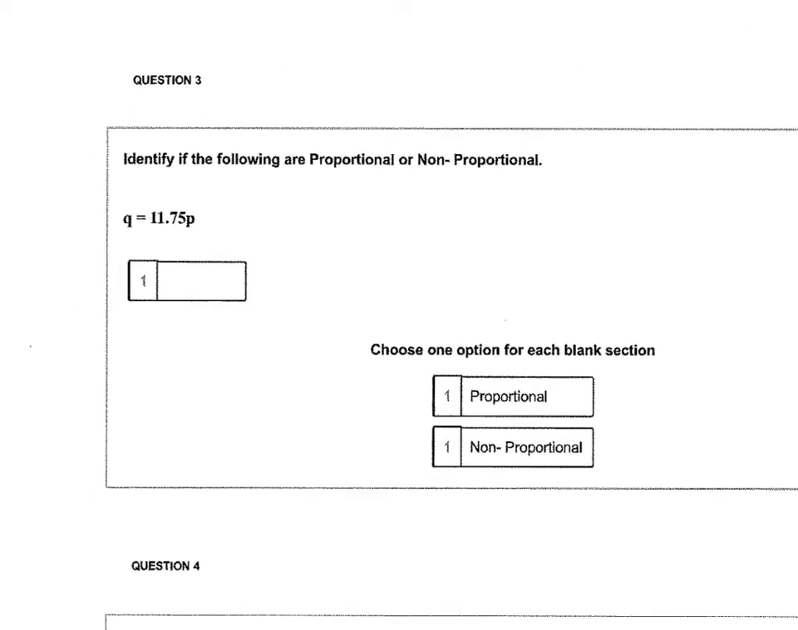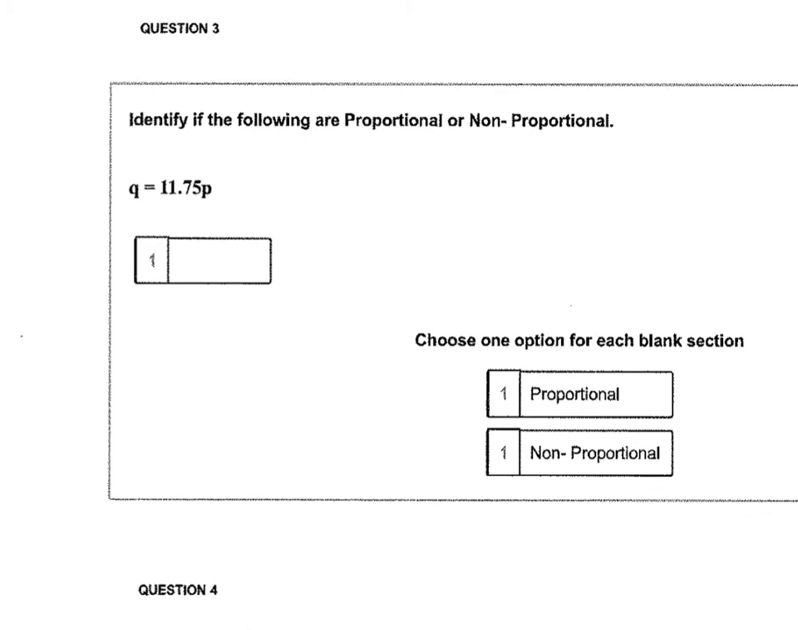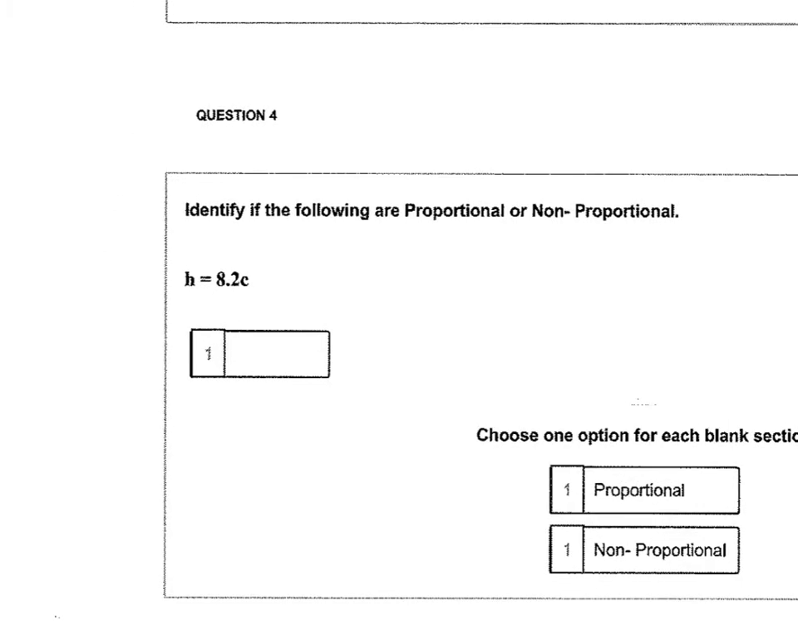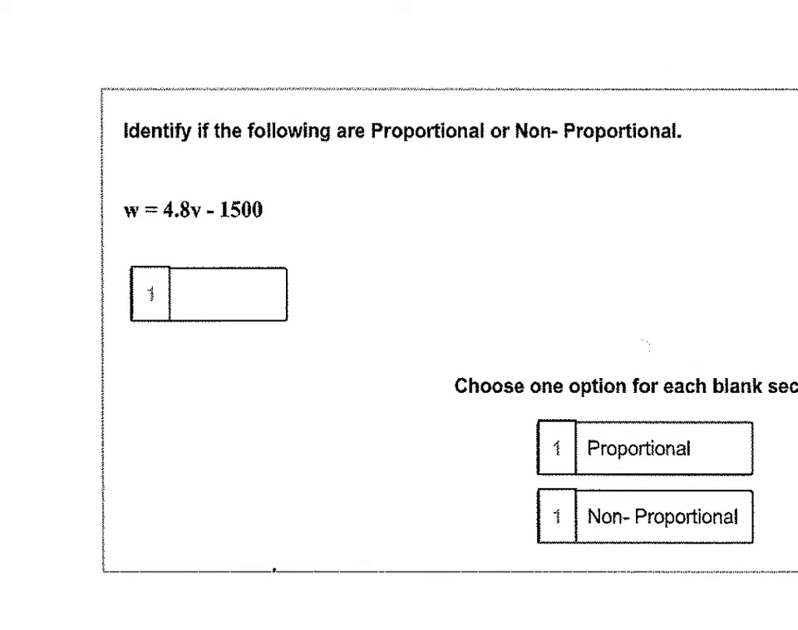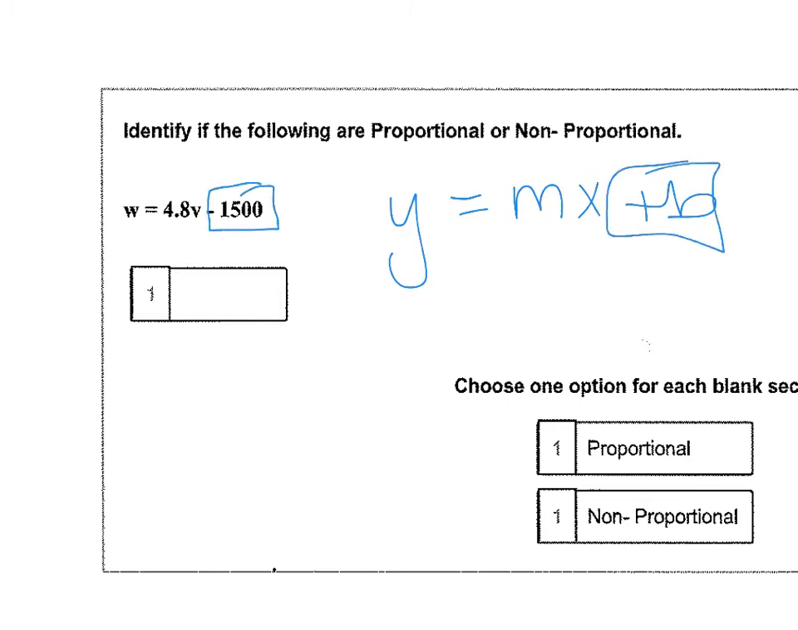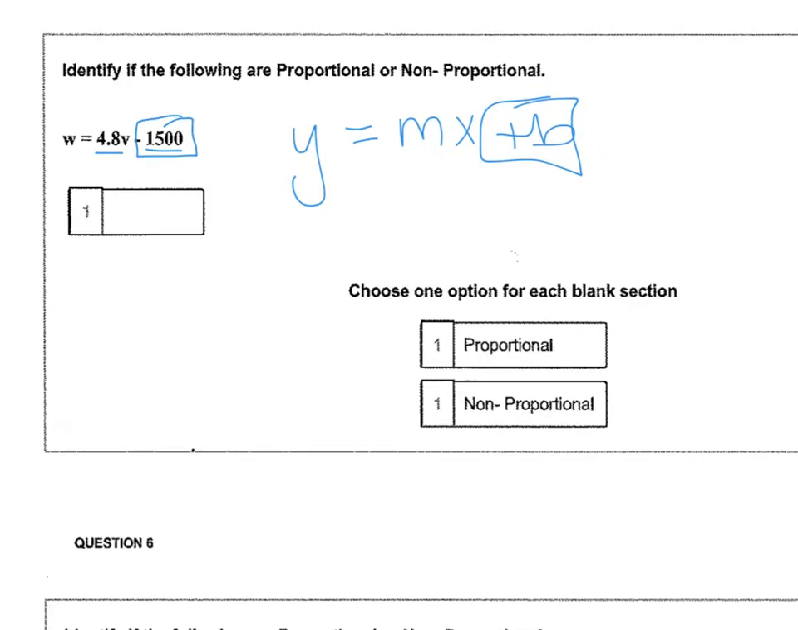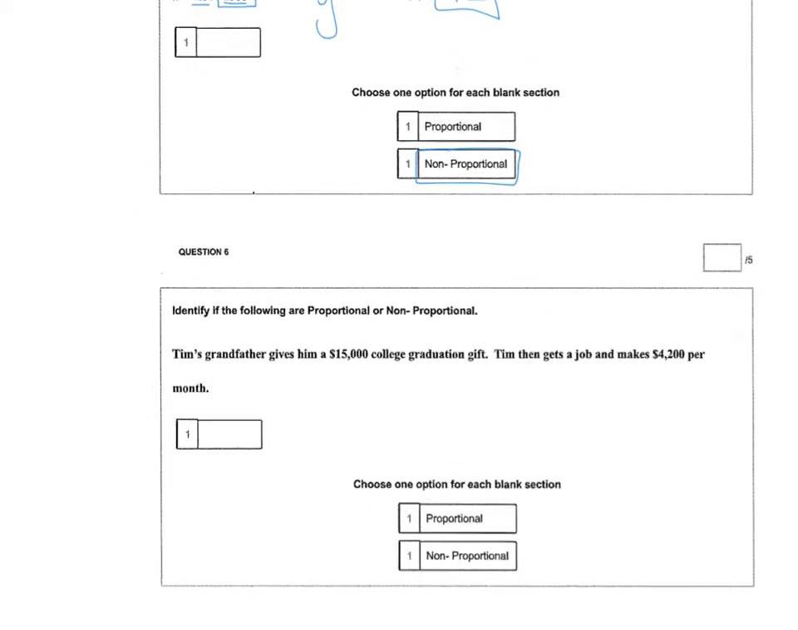Okay, just a regular equation, not so much a word problem. 11.75p, it's in the same format as y equals mx plus b. And so the one thing that's missing is the plus b. So that means it would be proportional. Same thing on number 4. On number 5, W equals 4.8V minus 1500. Okay, so think about what is extra. How many numbers are there? There's 2, so that's going to be a non-proportional situation.